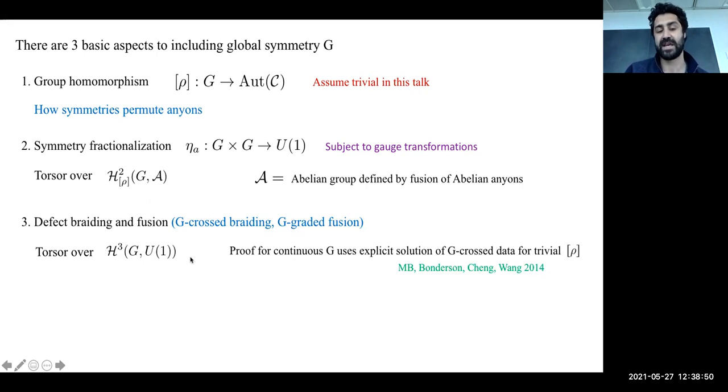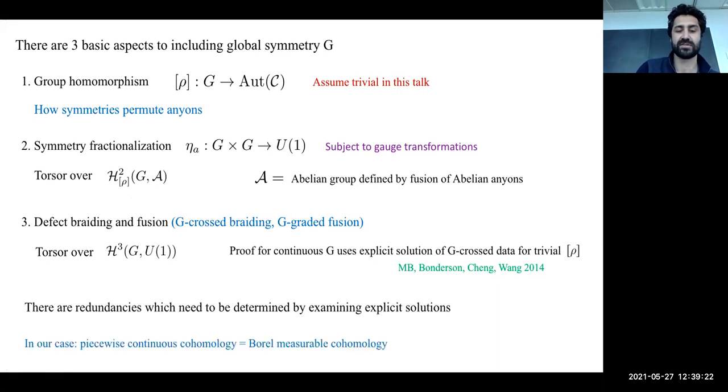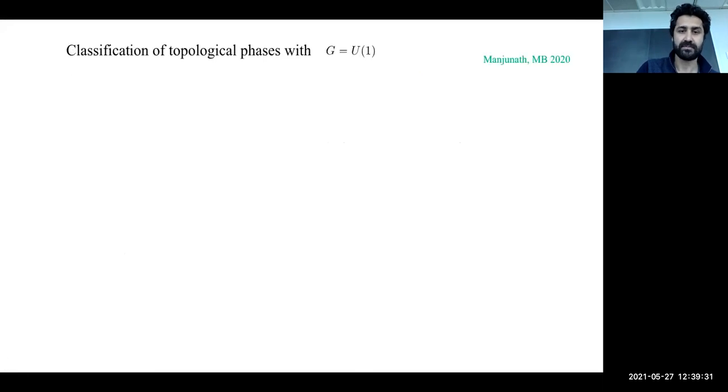And then the fact that what you require of the G-crossed data, like whether it's piecewise continuous or measurable, just turns into what you require for the definitions of these group cohomologies. So for us, these group cohomologies can be either piecewise continuous or measurable, and it turns out it's the same for the symmetry groups that we study. And furthermore, there are redundancies that you need to examine on a case-by-case basis, meaning that when you change the solution by an element of H3, for example, you don't necessarily get a new phase. You have to actually study the G-crossed solutions in detail. And then, yeah, so this is what I mentioned. Piecewise continuous is the same as Borel measurable cohomology, for our symmetry groups at least.